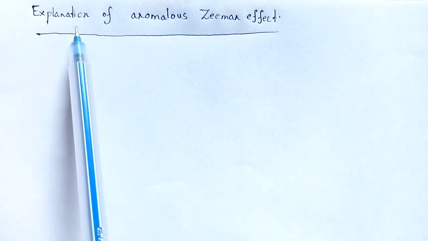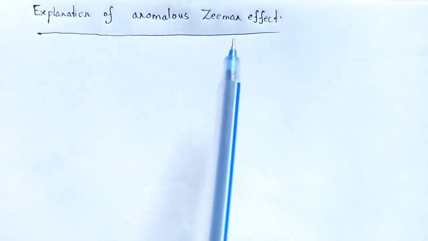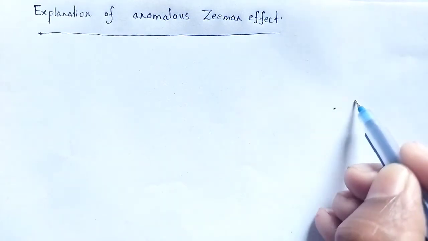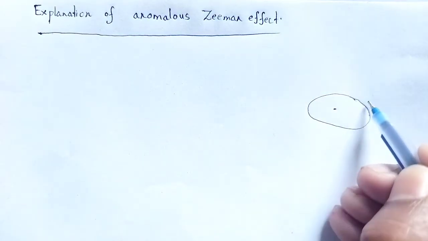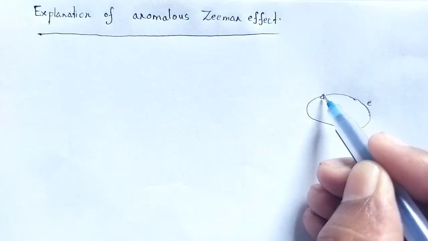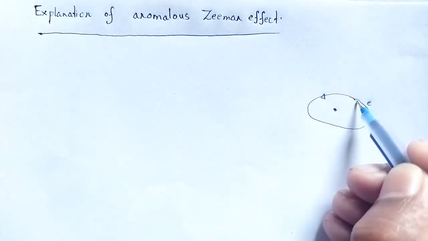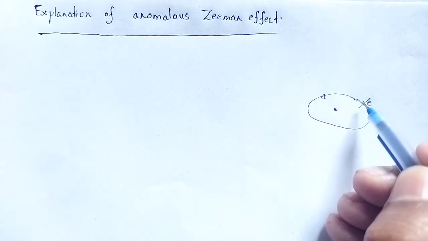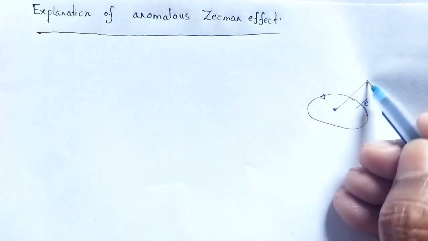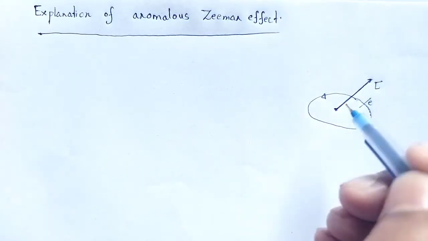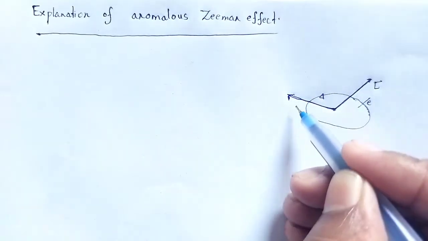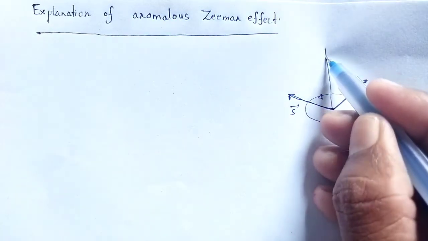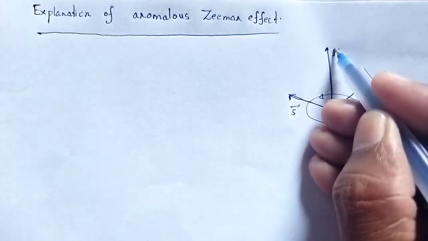Now, explanation of the anomalous Zeeman effect. Again, the same concept. When an electron revolves around the nucleus, it has an orbital angular momentum, and due to its own spin, spin angular momentum is created inside the electron. The resultant of these two creates the total angular momentum.